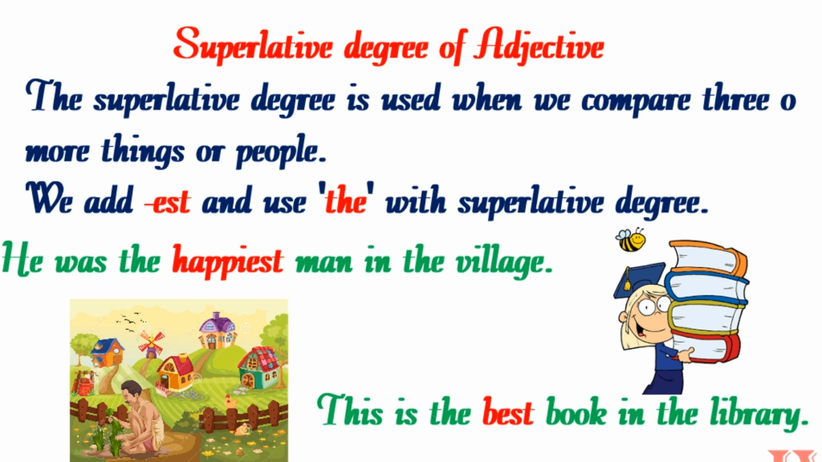In these examples, we are not talking about one or two things. We are talking about more than two or three things. Here we compare to find the best. So, in the first example, we are talking about a man. We have compared the man with the whole village. In the second example, we have talked about the best book out of all books which are in the library.